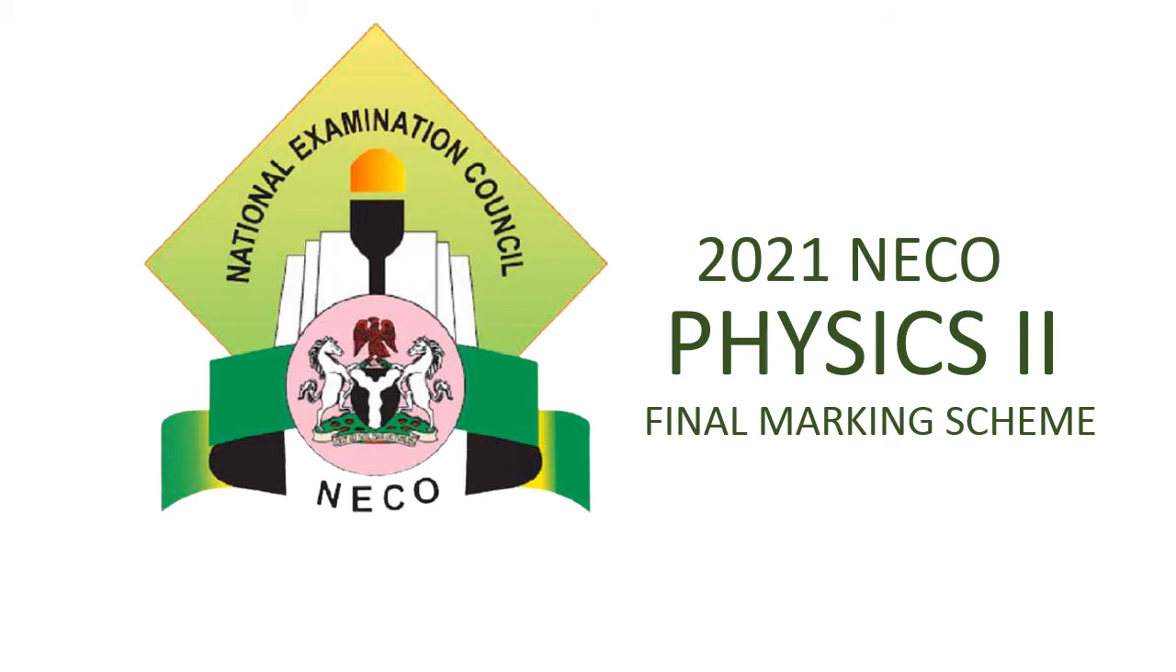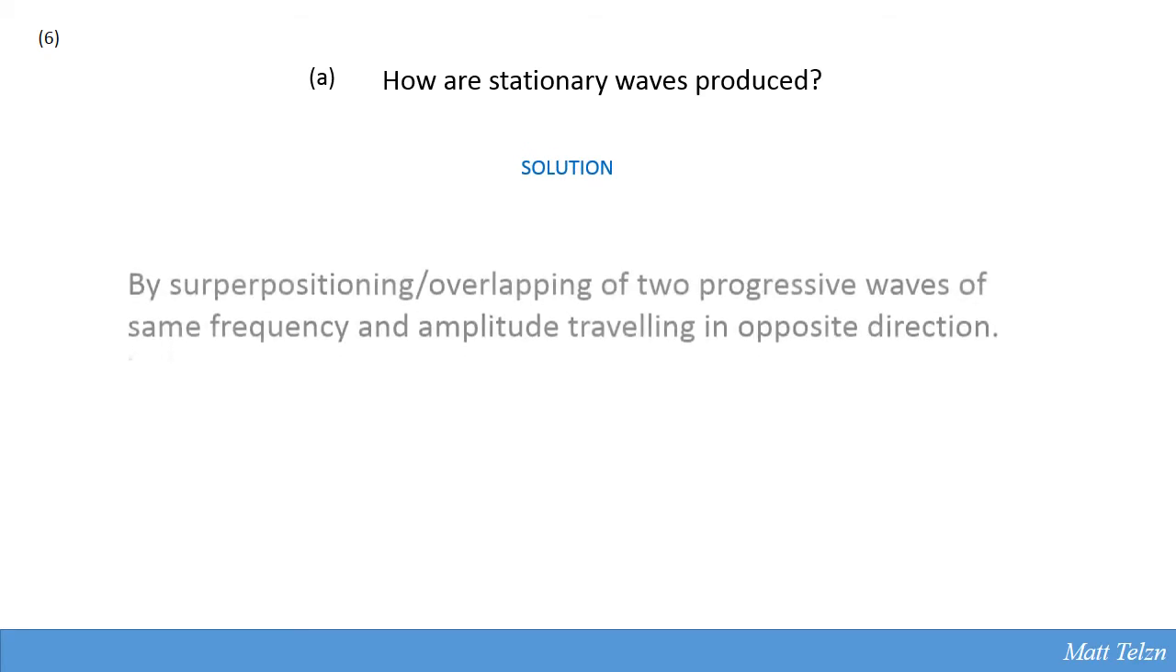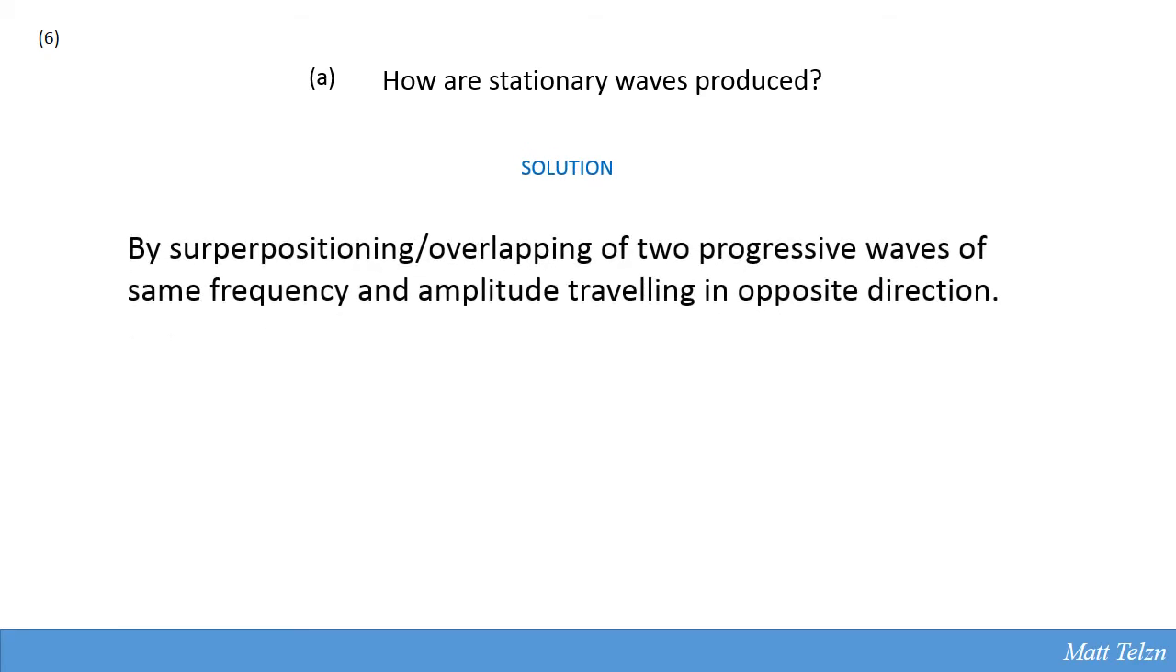Let's continue with 6. Question 6 says, how are stationary waves produced? How are they being produced? They are produced by superpositioning or overlapping of two progressive waves of the same frequency and amplitude traveling in opposite directions. This is how they are produced.